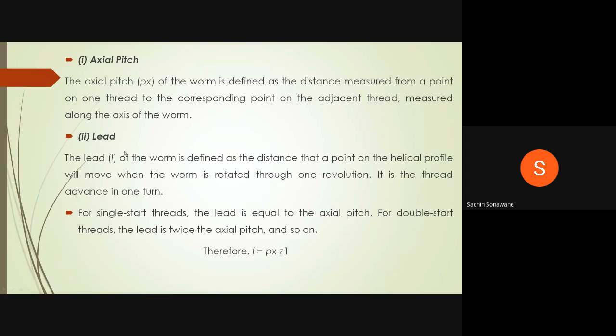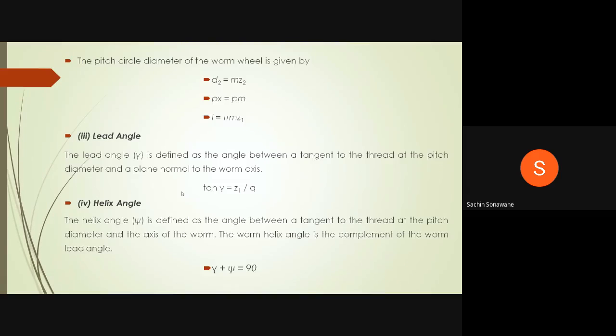Lead L. The lead L of the worm is defined as the distance that a point on the helical profile will move when the worm is rotated through one revolution. It is the thread advance in one turn. For single start threads, the lead is equal to the axial pitch. For double start threads, the lead is twice the axial pitch, and so on. Therefore, L is equal to px into Z1. The pitch circle diameter of the worm wheel is given by D2 is equal to m Z2. Therefore, px is equal to pi into m. Therefore, L is equal to pi m Z1.